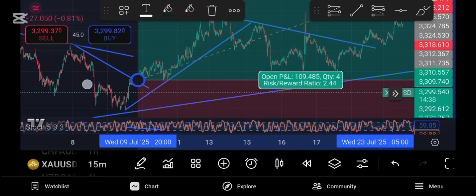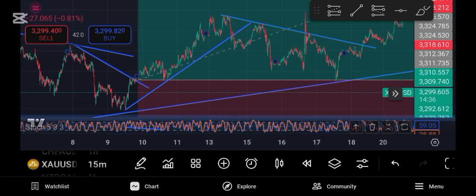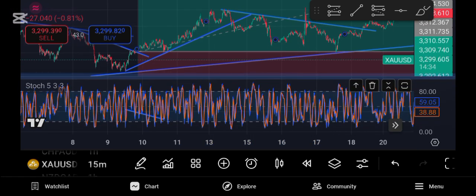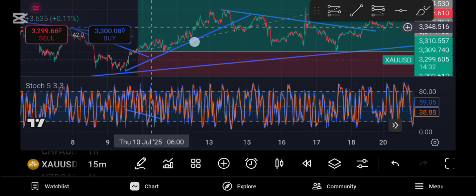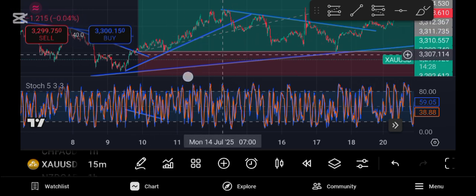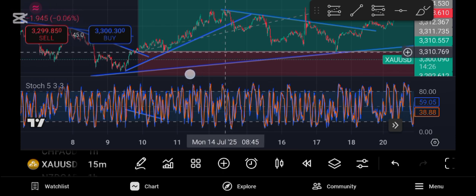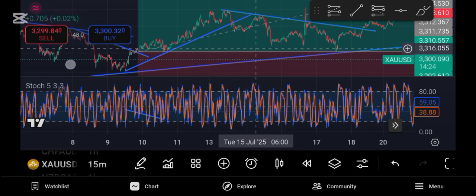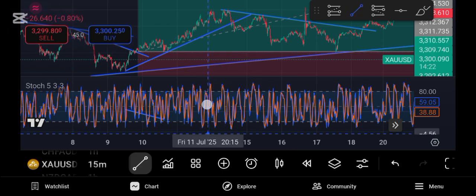After it retraces to this point, what happens? Spot out your divergence. See something? The divergence. Let me show you. Divergence from here, from here to this point. Let me draw it so that you'll be able to see your divergence clearly.